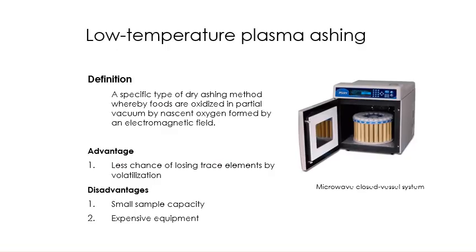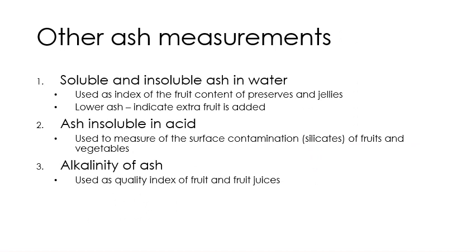Low temperature plasma ashing is a special type of dry ashing where food is oxidized in partial vacuum by nascent oxygen that is formed by an electromagnetic field. The good thing about low temperature plasma ashing is that there are less chances of losing trace elements by volatilization, but the problem is that it can only handle a small number of samples, and this equipment is expensive. There are also other methods that can be used for ash measurements, but these are less utilized, such as ash soluble and insoluble in water, ash insoluble in acid, and alkalinity of ash.